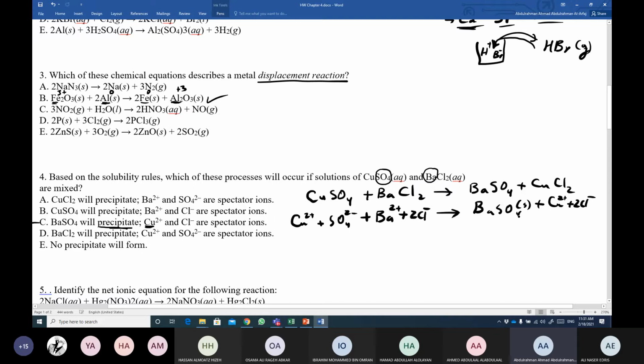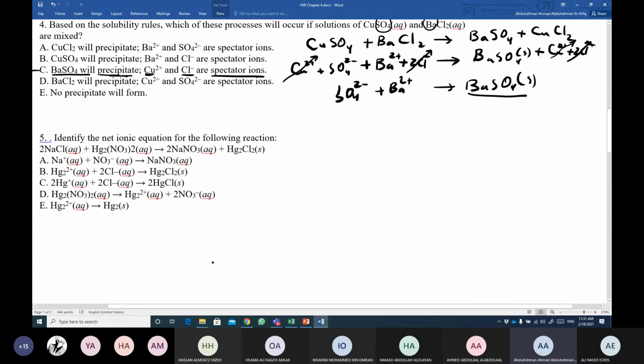Okay, next, what's the net ionic equation? SO4 2- plus Ba 2+ to give you BaSO4 solid. What do we call the Cu and the chlorine? Spectator ions. So this is what will happen. BaSO4 will precipitate, and Cu2+ and Cl- are spectator ions. I hope so. Good.